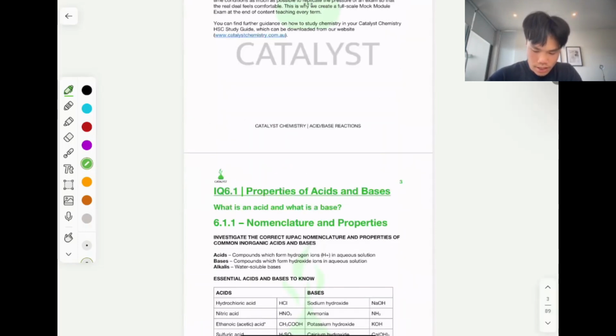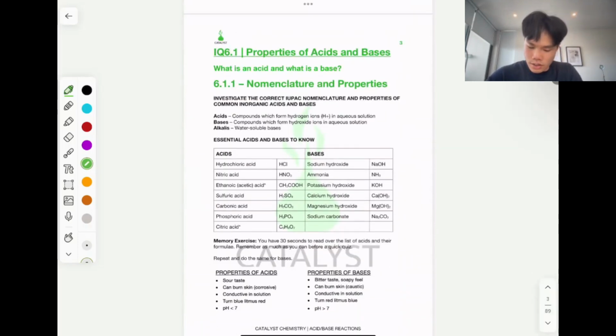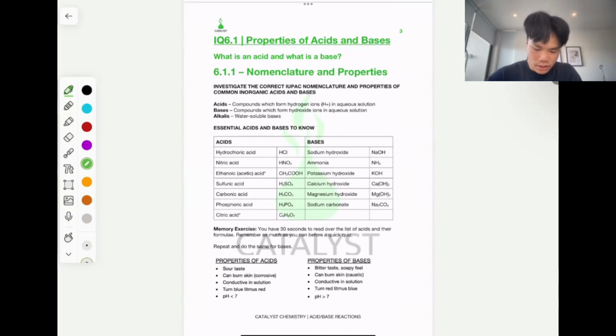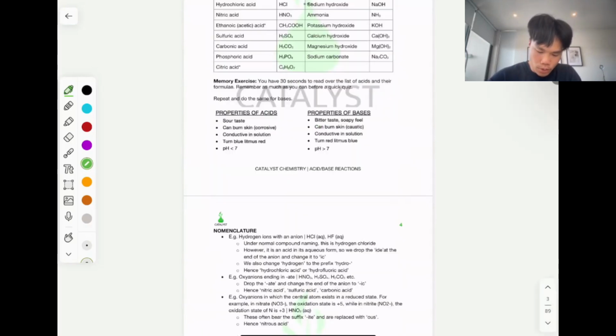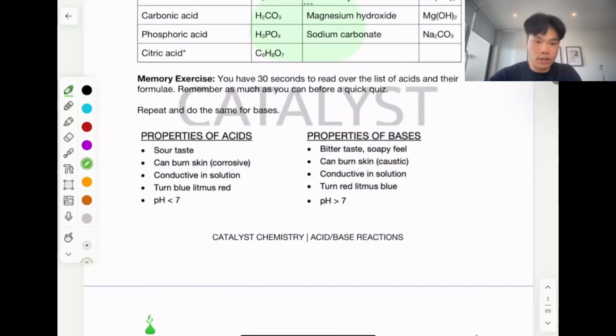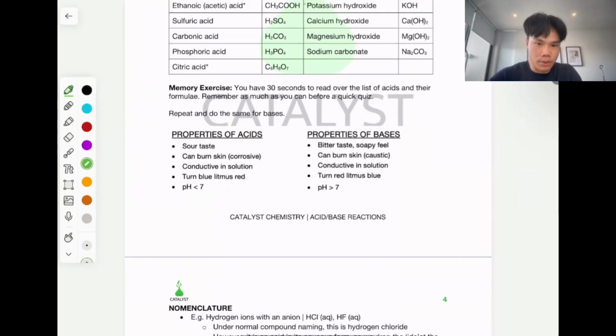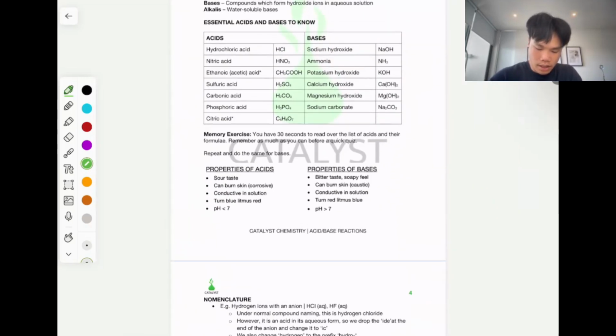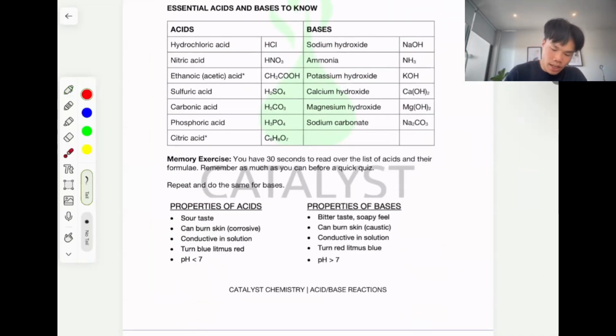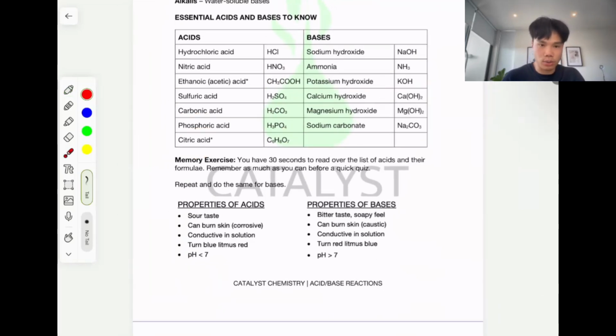So module 6, acid-base reactions. Start off with properties of acids and bases, nomenclature, being able to name them. I won't spend very long here. Just refresh the properties of acids and bases to have those fresh in front of mind. Only thing to remember is that citric acid is a unique case. You might have to spend a bit of time just memorizing that too.